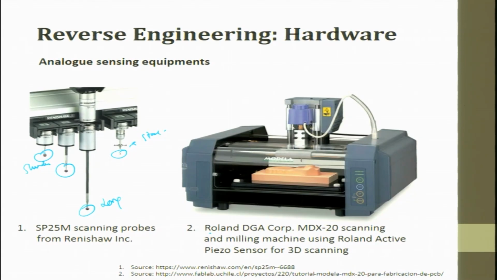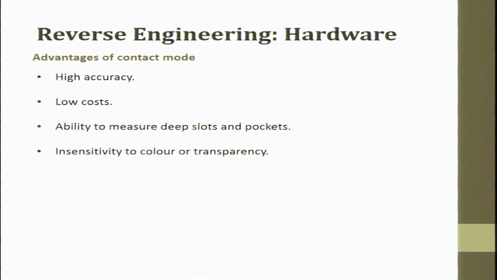Here is a Roland, a machine which is used to scan and then mill. For example, you can put a surface which you want to scan. It scans the surface and then executes the milling operation in a single machine. This scanning and milling machine uses a Roland active piezo sensor for 3D scanning. Scanning happens here, then the data is taken and that corresponding data is executed. This is nothing but an MDF, which is a wood-based material.